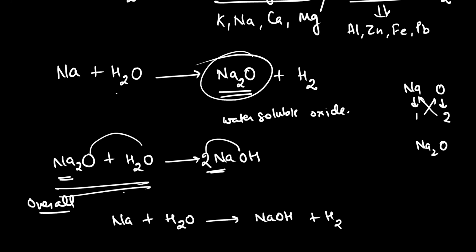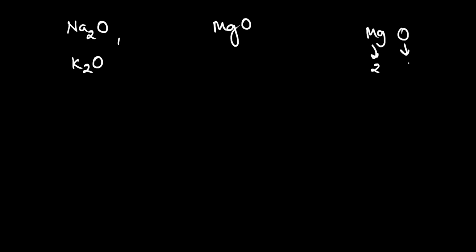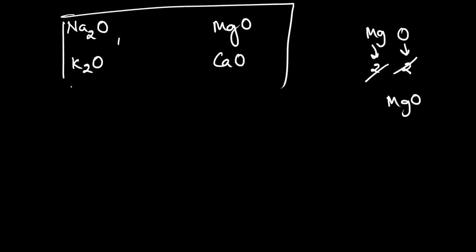Got it? Yes, sir. Why are they producing the hydroxide? Because sodium oxide, potassium oxide, magnesium oxide. Why magnesium? MgO, not Mg2, because magnesium is going to have 2 valency and oxygen is also going to have 2 valency. So they will cancel out and will form MgO. And calcium oxide. These are all water soluble oxides.